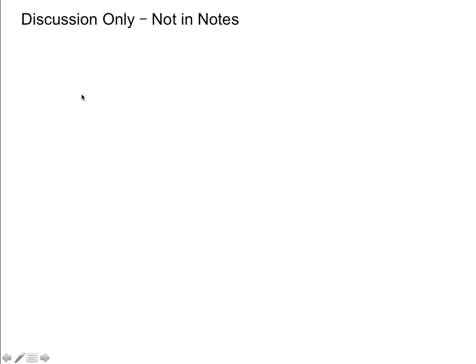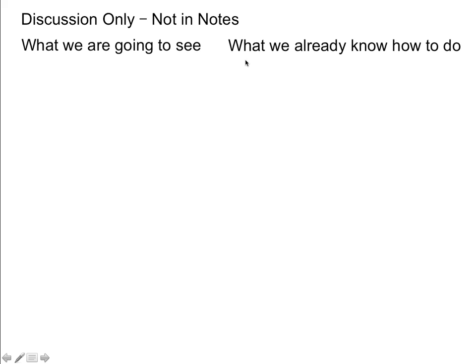So before we jump into the notes, this is just for a discussion. This is kind of an overview of what this day is about in terms of substitution. So for instance, today, this is what we're going to see, and let's compare that to what we already know how to do. Today we're going to see things that look like this. Now, it would be really nice if it would just look like this. We know how to do the antiderivative of x to the 5th, but we don't know what we have to do when it's more complicated than just x.